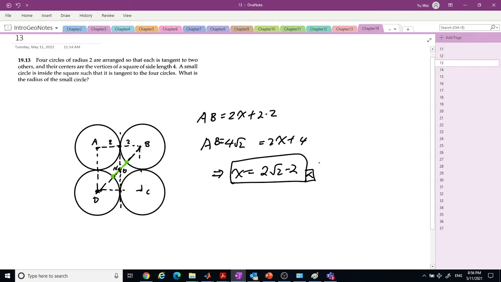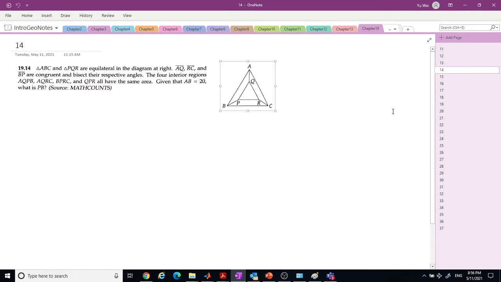Okay. Next. Here we see that triangles ABC and PQR are both equilateral triangles, and AQ, BP, and RC are congruent. So these sides are equal, these sides are equal, and these sides are equal.